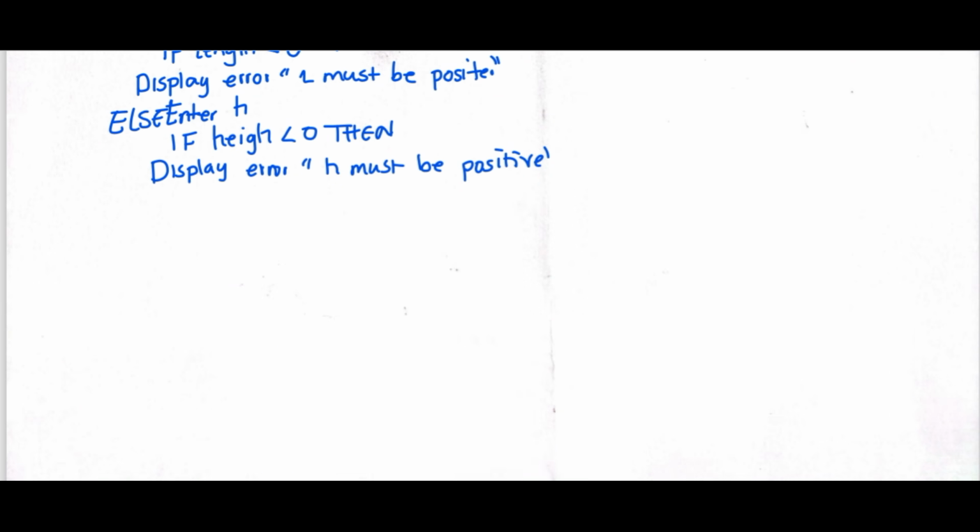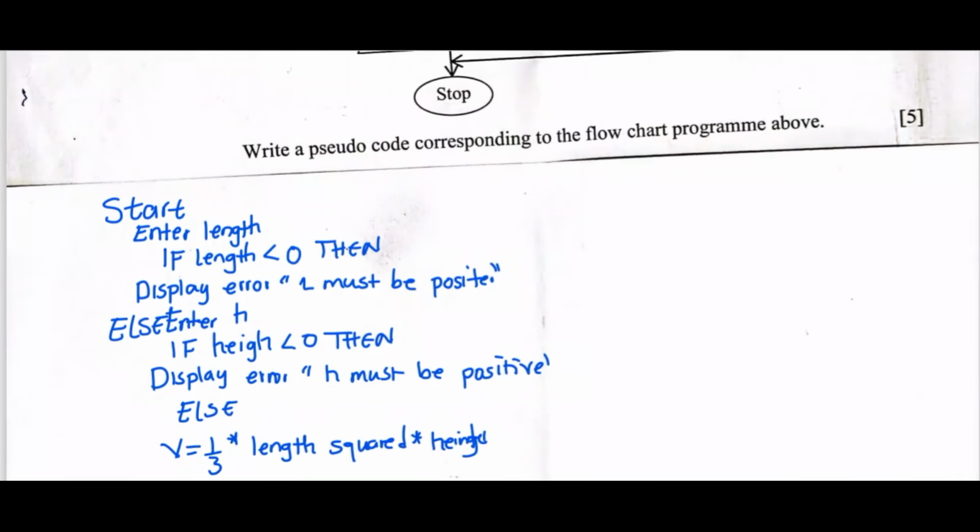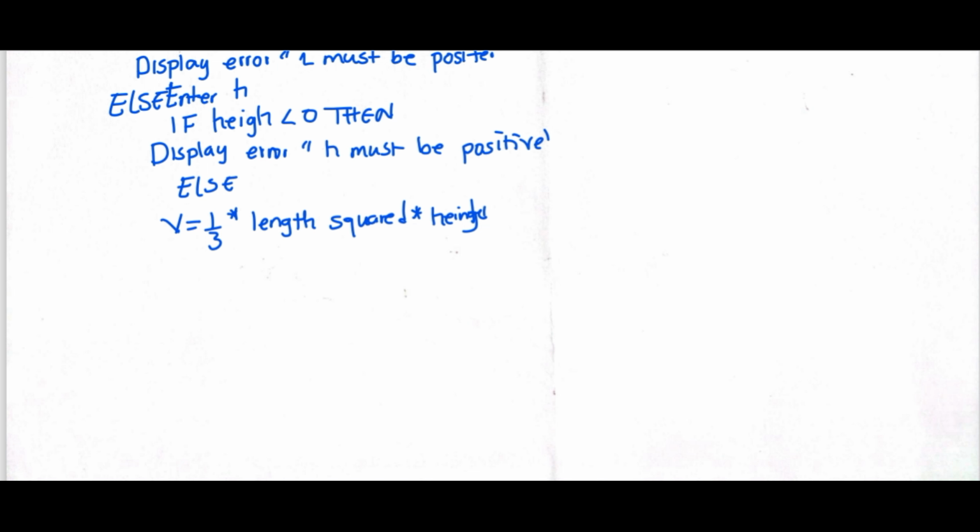So say else, volume is equal to 1/3 times length squared times height. After this, what do we have? We can just say display volume, stop. So here you say display volume, and then you stop. Now, for you to have the picture or more information on this, I advise you to go through the past papers. You check how these questions come, and you'll be able to get the concept.